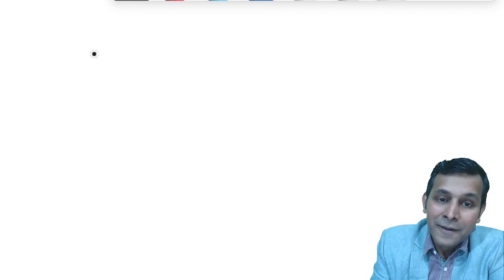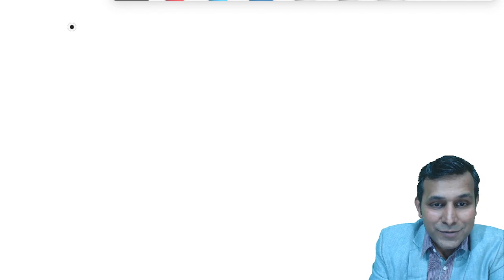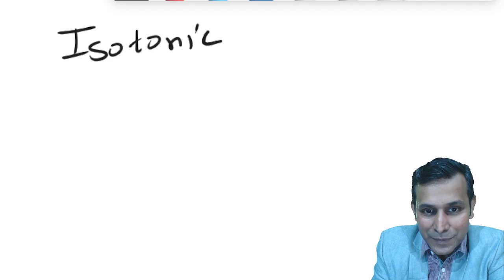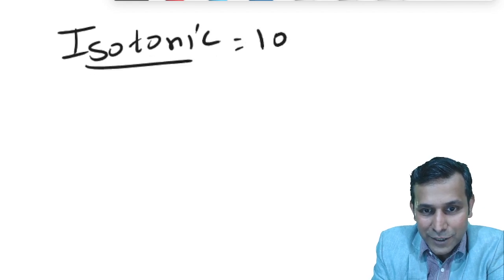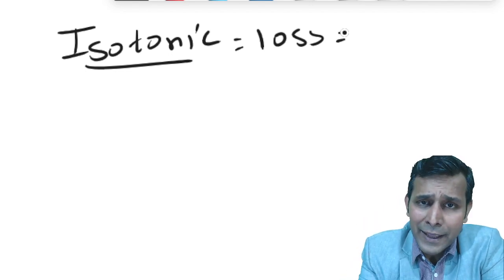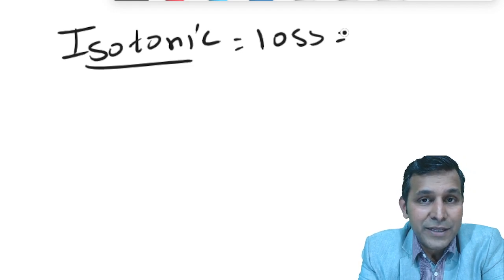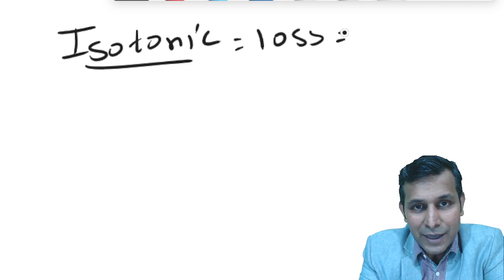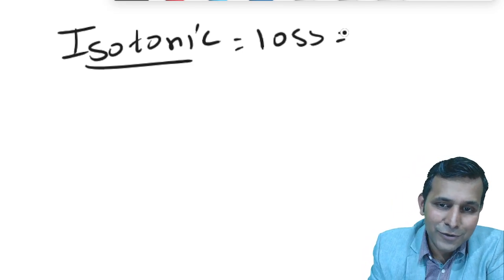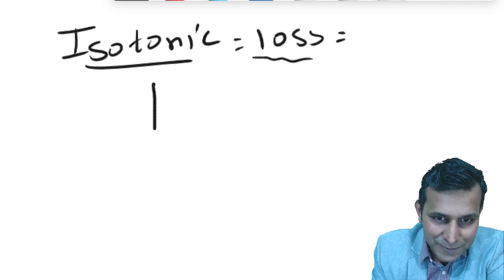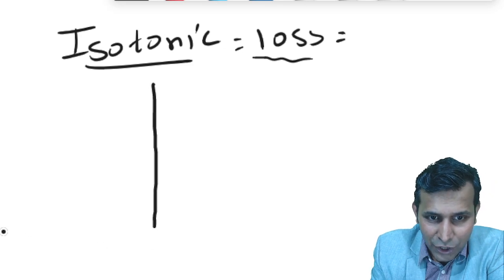Isotonic loss. What happens if there is loss of isotonic fluids? Say, for example, hemorrhage or diarrhea, where there is loss of isotonic fluid. Diarrhea is very common, where there is loss of excess ECF volume, and it is isotonic loss. So, loss of isotonic fluid.